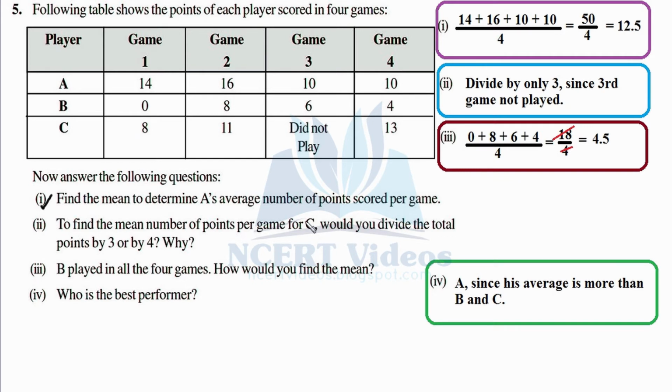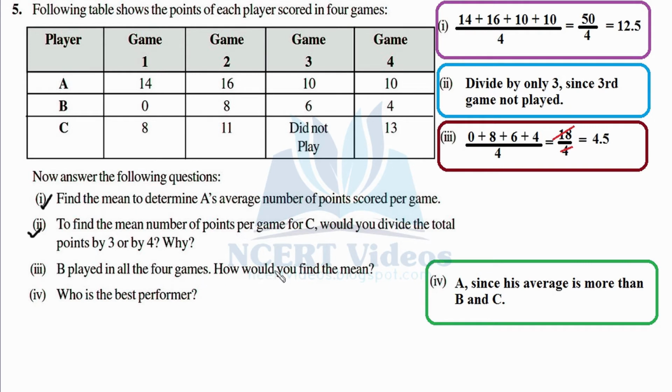That was your first. Second, to find the mean number of points per game for C, would you divide the total points by 3 or by 4, and why? For C, he didn't play the third game, so we will not take it into consideration, because the question says points of each player scored in 4 games. Since he didn't play this, we cannot count it. We have to consider only 3 games, 1, 2 and 4 in case of C. Therefore, divide by only 3, since the third game was not played.